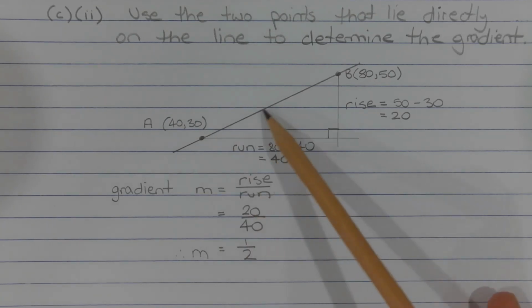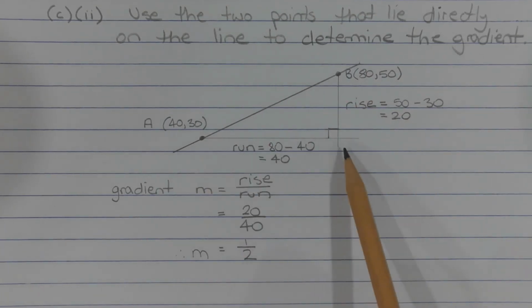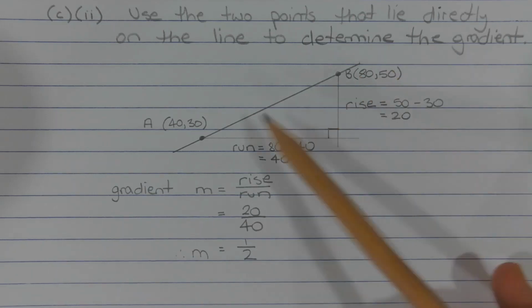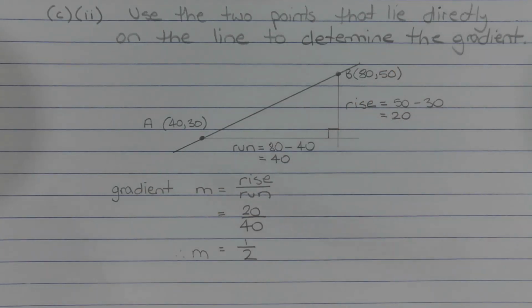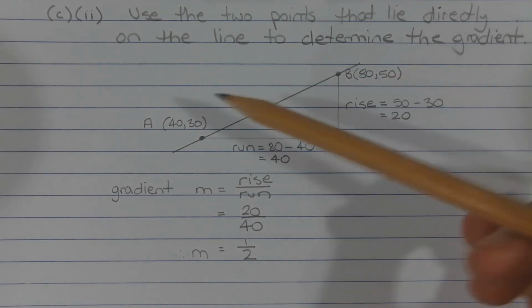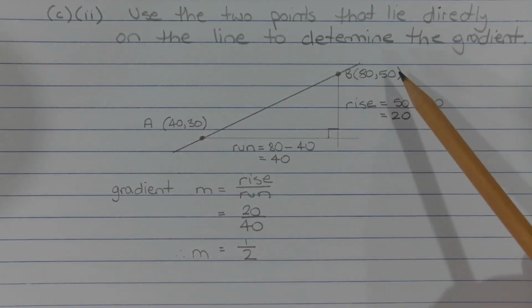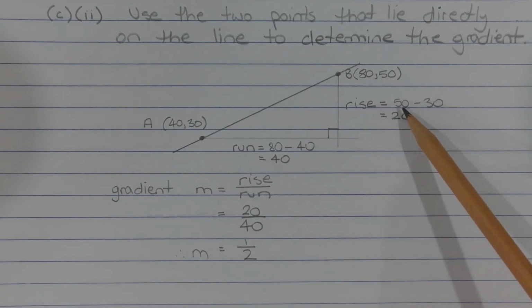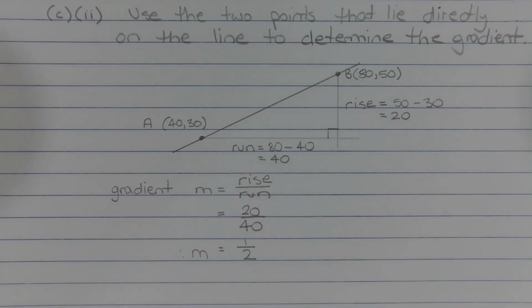I've redrawn the line here and completed the right angle triangle. To find the gradient, we use the formula rise over run. The gradient is going to be positive because it's uphill going from left to right. To work out the rise, we find the difference in the y coordinates. Starting at 30, ending up at 50, that's a rise of 20. So the rise is equal to 50 minus 30, which equals 20.